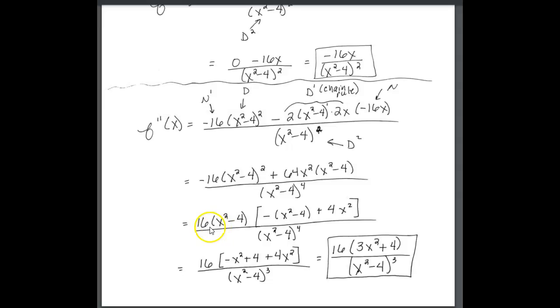If you cancel this one and take one of these away, that's why this one disappears, and this one becomes a third power. Then inside the parentheses, you distribute your negative sign. So negative x squared plus 4, and then you have this plus 4x squared behind all that. Then we clean up the like terms inside of here. 4x squared minus x squared is 3x squared, plus the 4. And then they kept the 16 on the outside, and this was what they ended up with for the denominator.